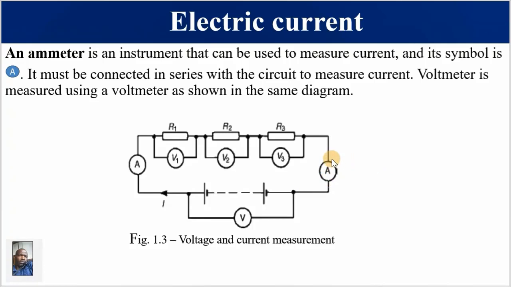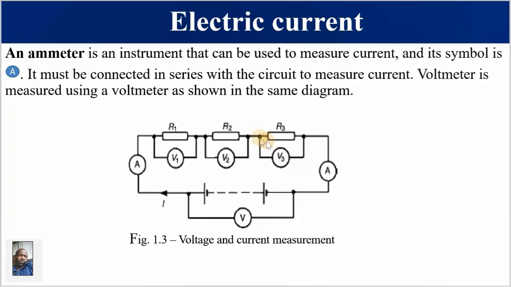An ammeter has very low resistance to the flow of current, hence it can be connected in series without introducing external resistance apart from the resistance of the load. Then V1, V2, and V3 are voltmeters. A voltmeter is used to measure voltage, and because it has a high resistance, it is connected across a load or across a resistor.